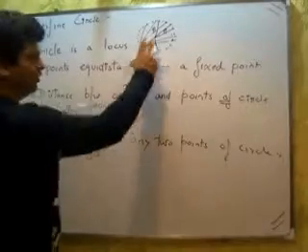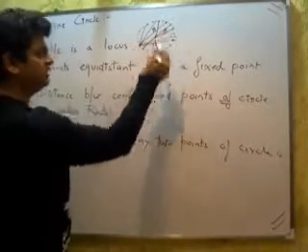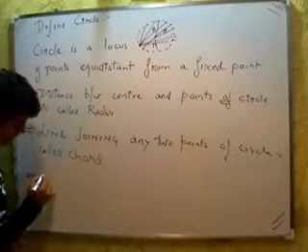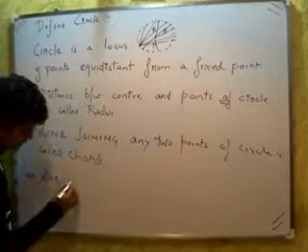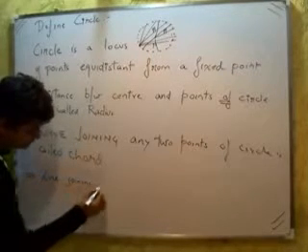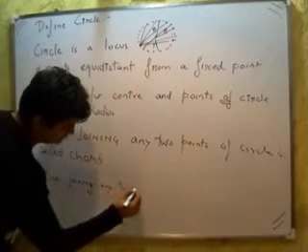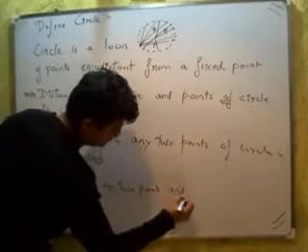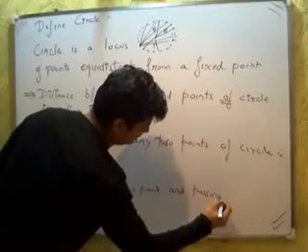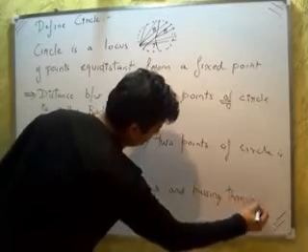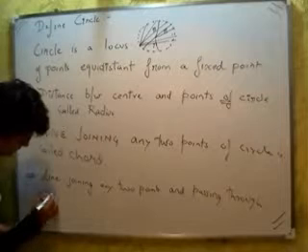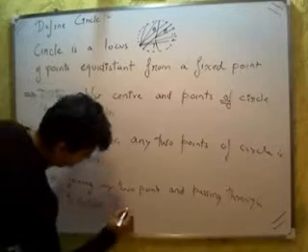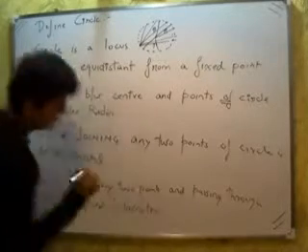And if the line is such that it is passing through the center, we already know that this line will be called a chord. But since this line is passing through the center, it is given a special name, and we all know that name is diameter. Line joining any 2 points and passing through center is called diameter.